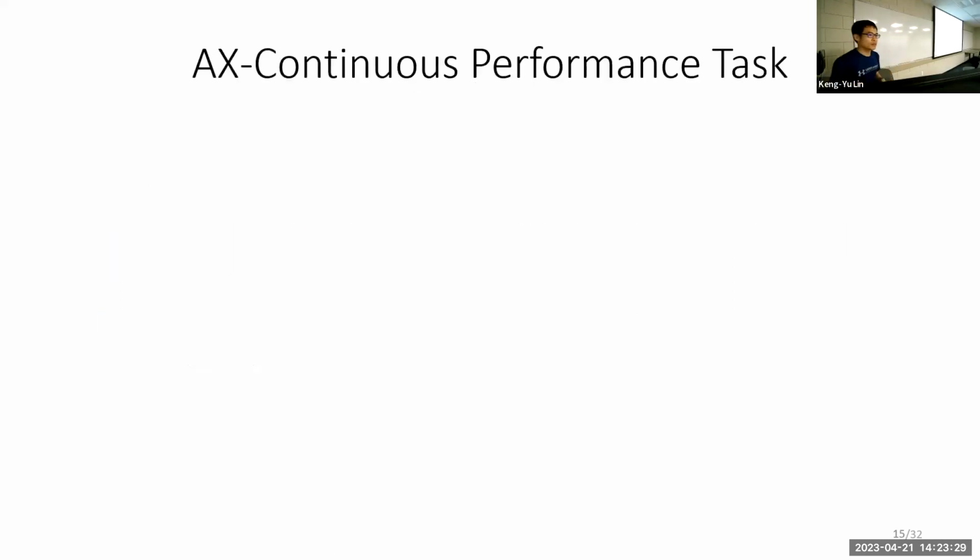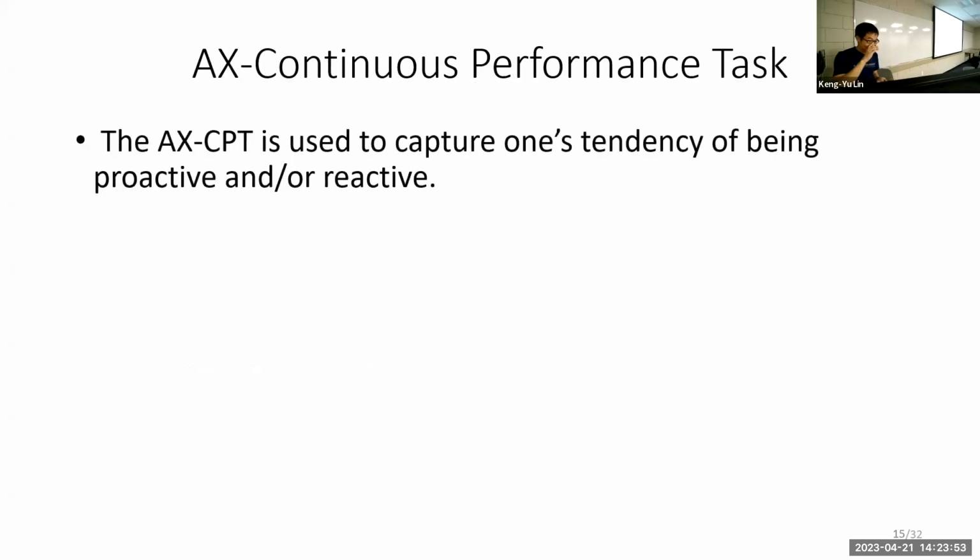In terms of our manipulation of participants' proactivity, we use the AX-CPT task, or AX continuous performance task. This is a super boring task, and it's a torture to the participants, but it is found to be sensitive in distinguishing people's proactivity. So we use this task, but it's super boring. A typical AX-CPT task can be used to capture one's tendency of being proactive or reactive.